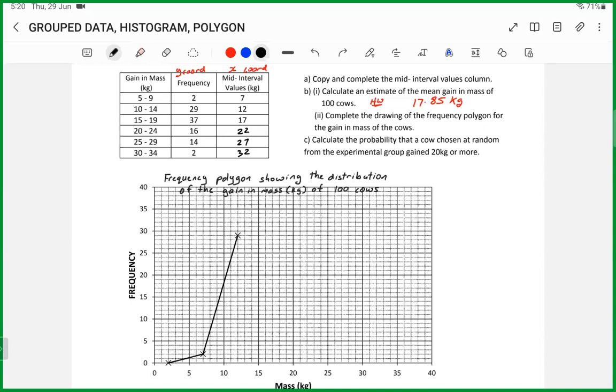Okay, so by now, you should have your axes drawn up. So it's just to plot, okay? Remember, you have your x coordinates and your y coordinates. I'm going to write out the points to plot. You don't necessarily need to write it out, but I'll write it out for your sake. So the class midpoint as the x coordinate, and then the frequency as the y coordinate.